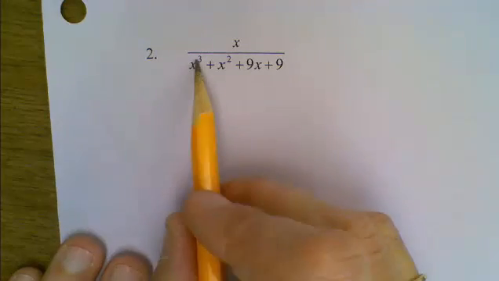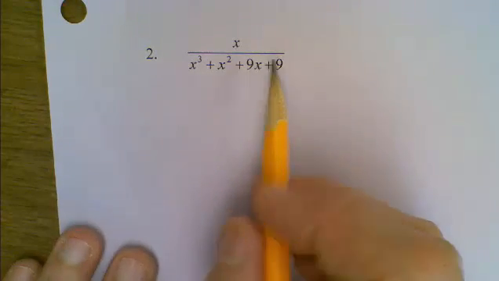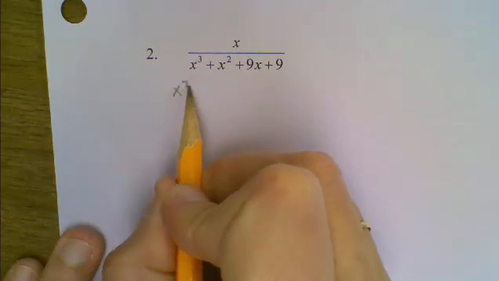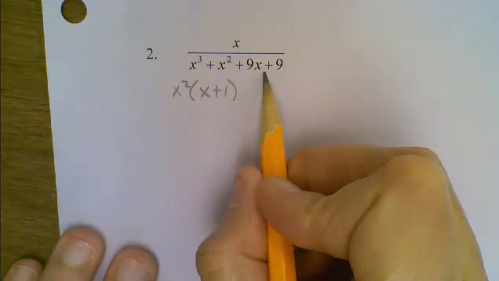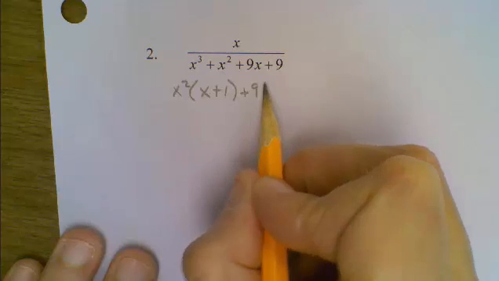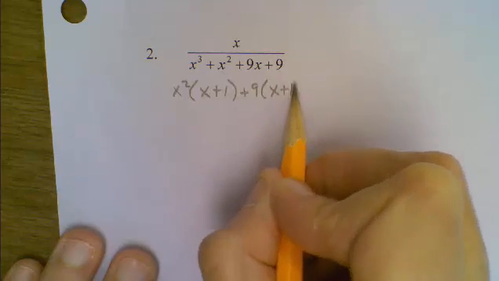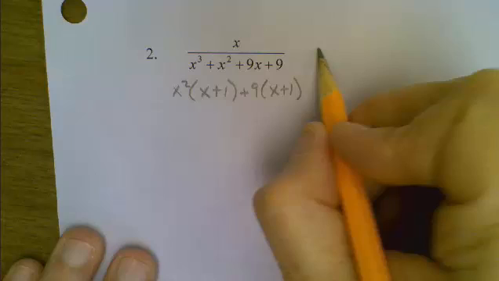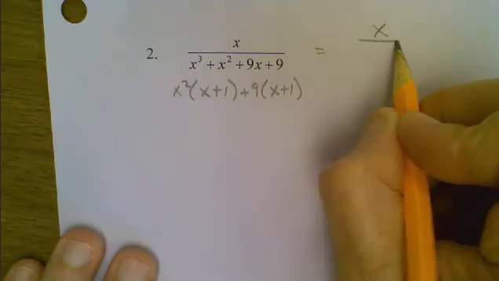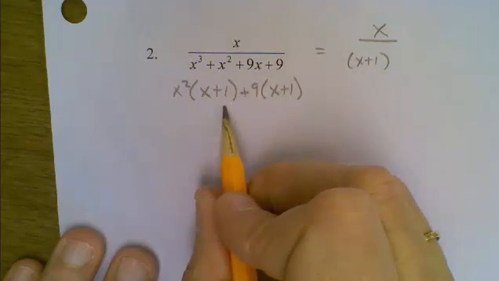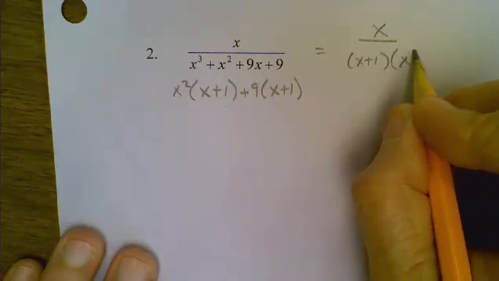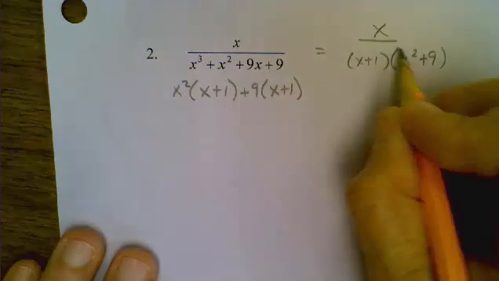All right, number 2. I have 4 terms in the denominator, so I have to factor by grouping. I'll group the first 2 together, take out an x squared. Take the second 2, I'll take out a 9. And so when I factor the denominator, I'm going to get x plus 1, that's my common factor, and then x squared plus 9 is what's left.